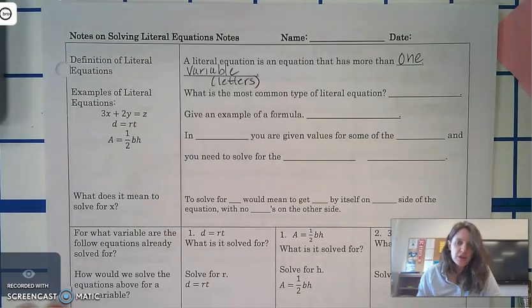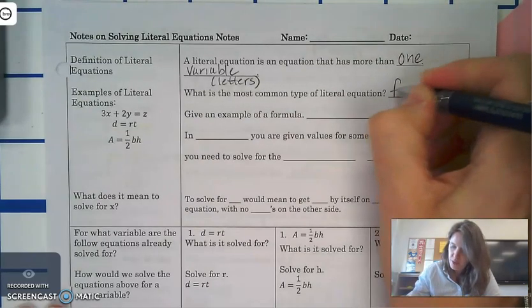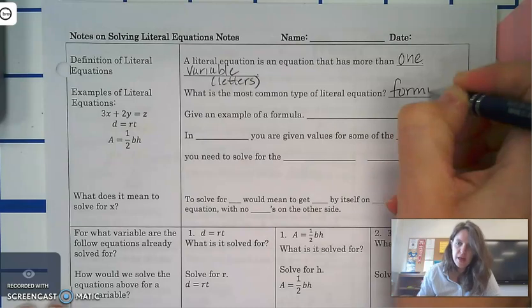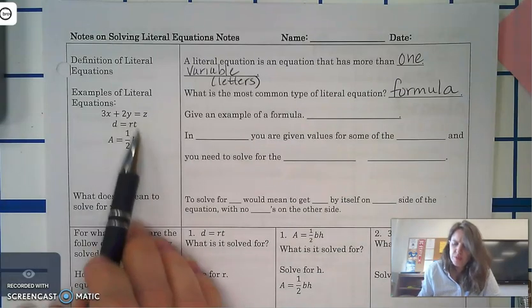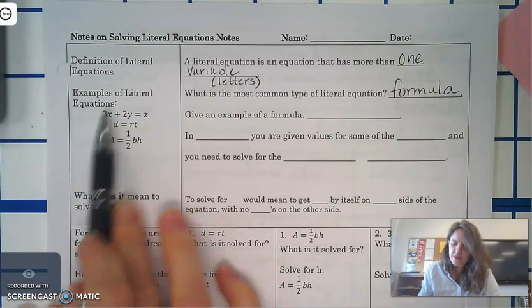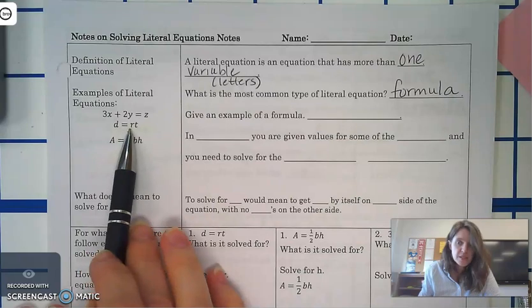When we talk about literal equations, the most common type of literal equation that you will see is a formula. You may see these in things like physics class or even in geometry or other math classes. They help you solve sort of real-world situations. So we see some examples of literal equations over on the left, right? This one is one from algebra. This one is one from a physics class, right?